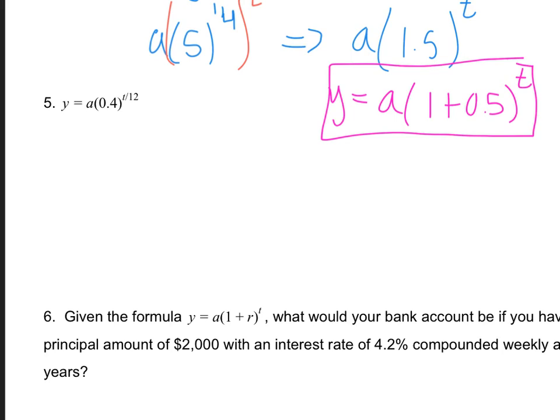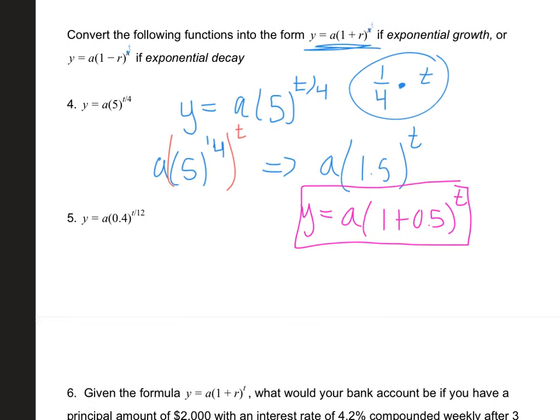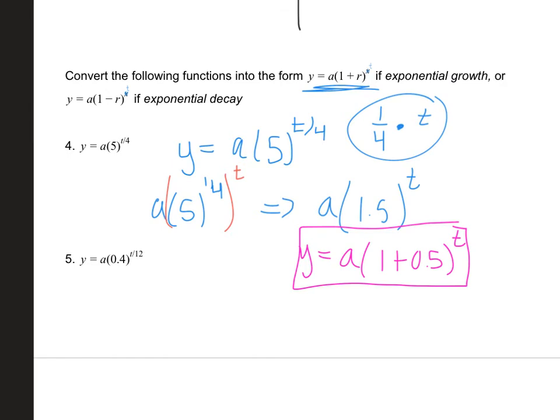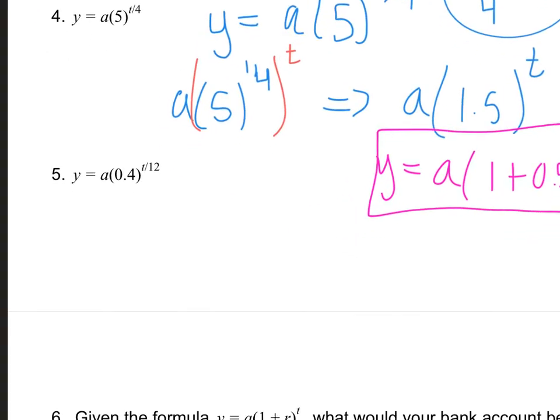Same exact idea, same exact thing. So this one's actually going to be exponential decay, because that 0.4 is going to be greater than 0, less than 1. So it's going to be plugged into this guy right here. Sorry, my pen stopped working. Right there. So let's go ahead and do that.